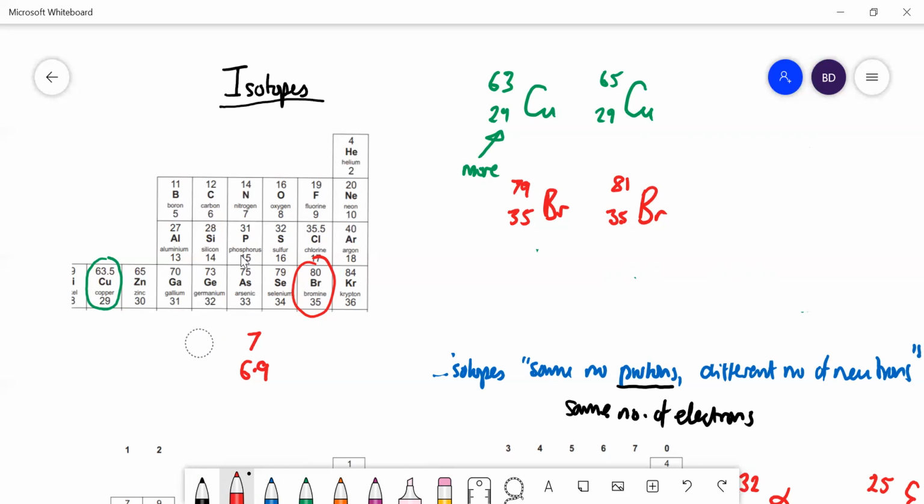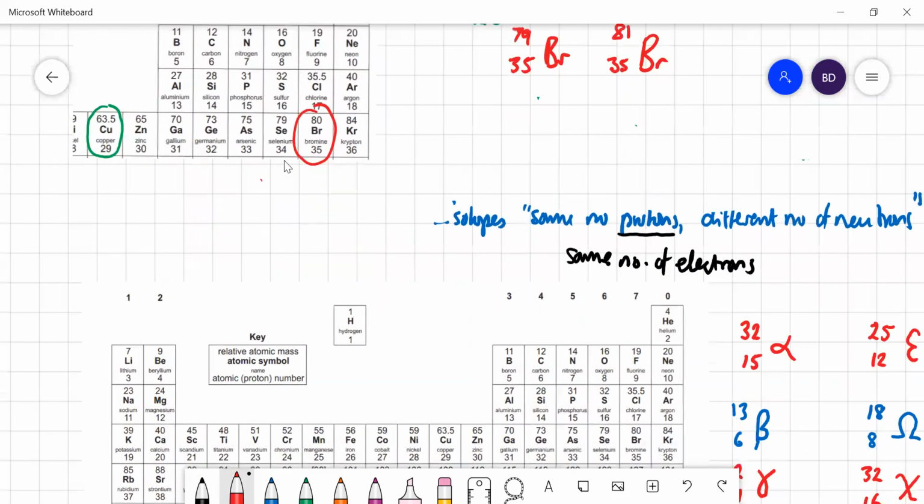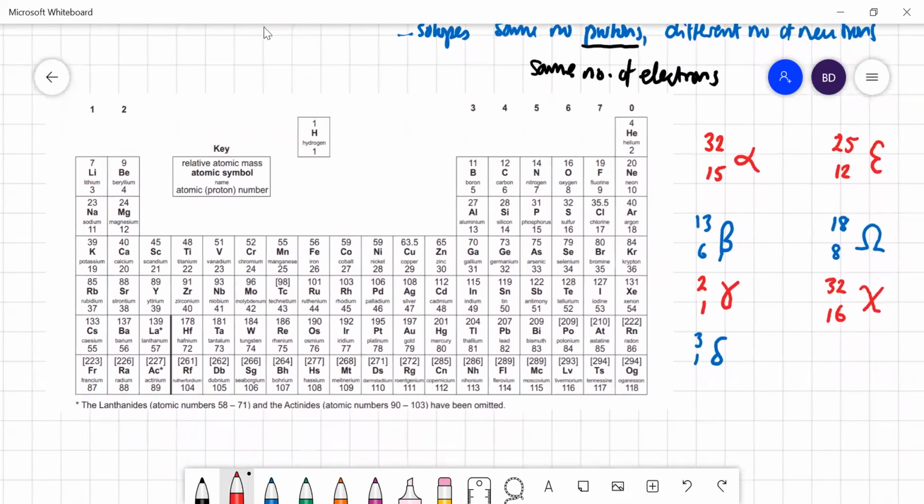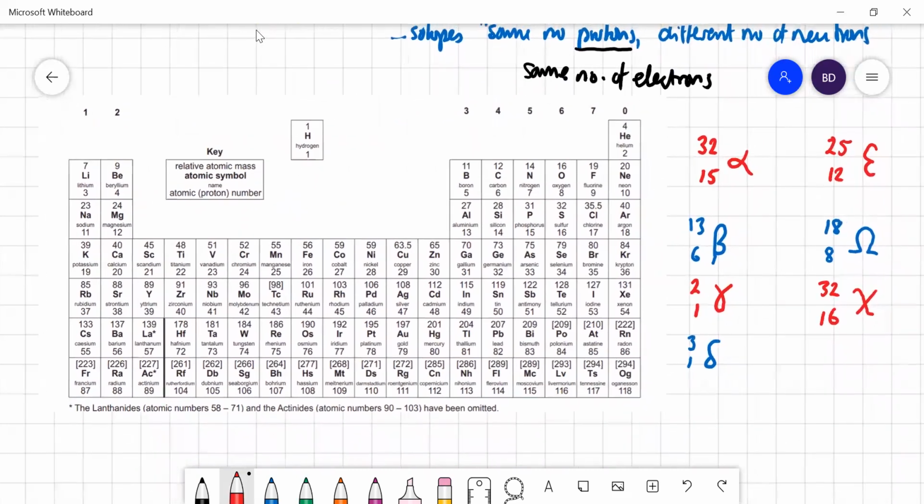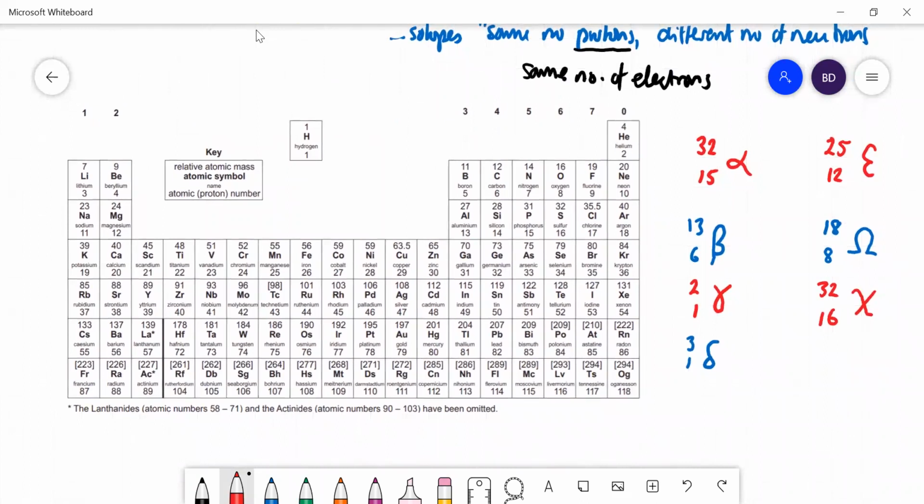Right, so let's have a look at some other isotopes. What I've got here is a periodic table, and I've drawn some elements on the right. So let's have a look at this one. I've given it the symbol alpha, so you can't tell what the element is. Which element would it be? Well, you might think it's this one here. It is sulfur because it's got a mass number of 32, but that's not important for what determines an element.